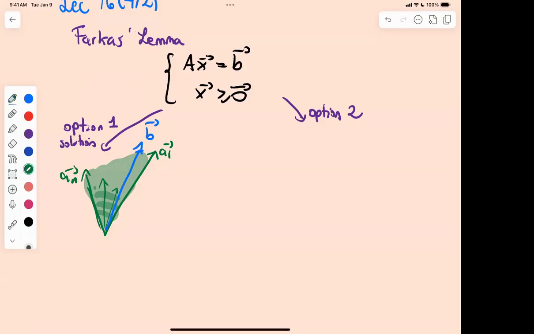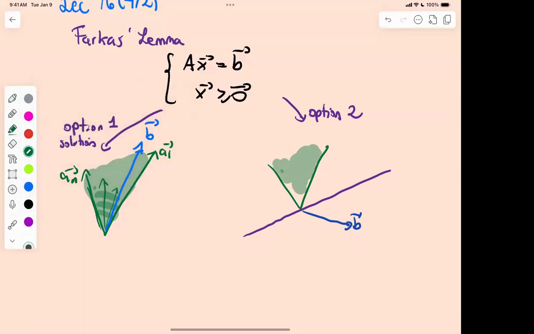If there's no solution to the system, then you have the cone. Let me just copy it. The cone here. And then you have the hyperplane that separates the vector, and here you have b. So this is the hyperplane that separates the vector from the cone. And the plane has a normal vector, which for today, because I'm going to talk about the duality theorem, it is convenient to call y. So I'll call it y.